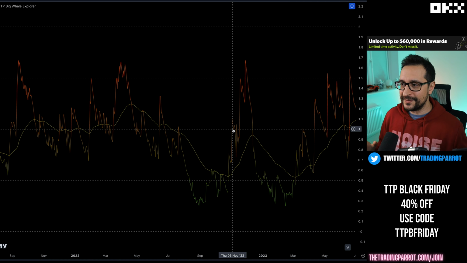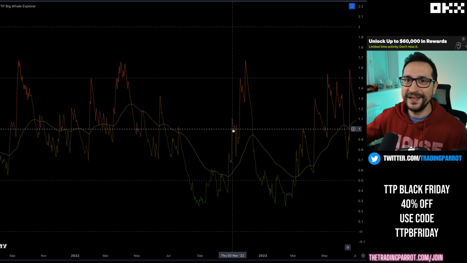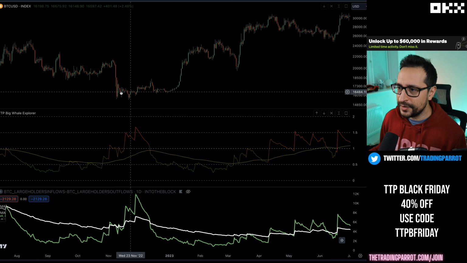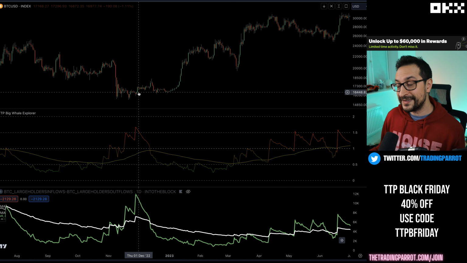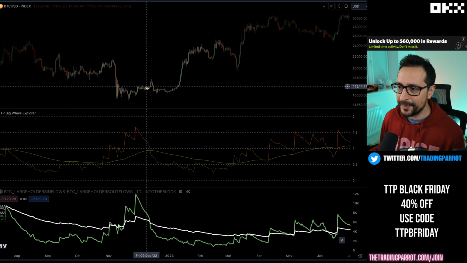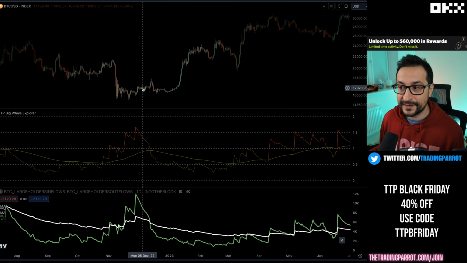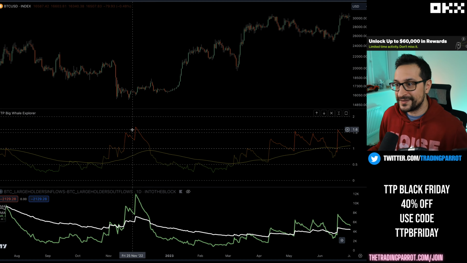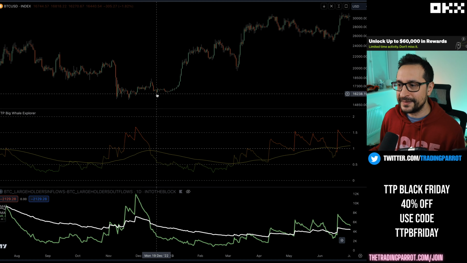So that means that there are more whales willing to sell than whales willing to buy and hold. Eventually, during this period of December of 2022, there was distribution, and this didn't help that much because retail started buying around here. It pushed the price, but since the whales were selling, the price ended up still dumping.